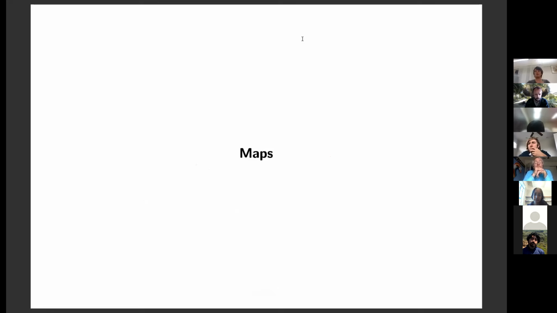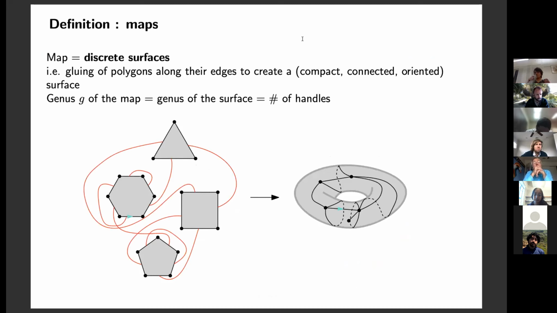Okay, yeah, I'm gonna start with maps, which is my area of expertise, and I will try to again give an informal introduction to the world of maps. So if you need more details or if you have questions, do not hesitate to interrupt me. So what is a map? Very roughly speaking, a map is just a discrete surface. So this is how you should think about it. It's just a discretized surface.